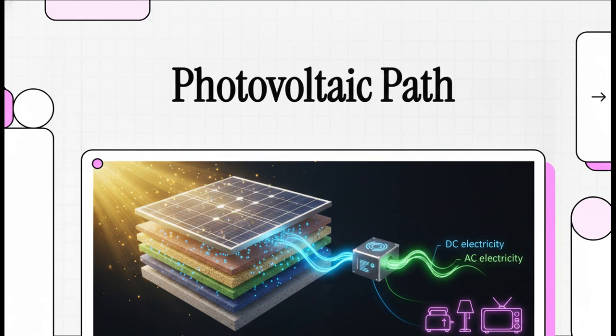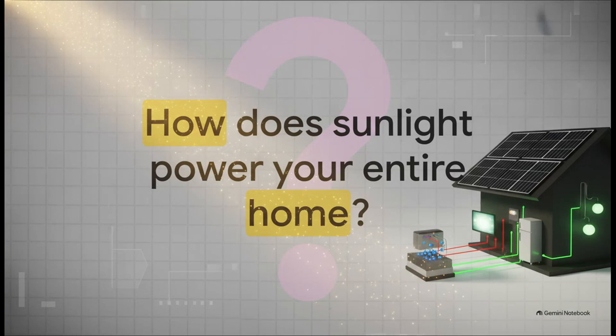Welcome to this explainer. Today, we're taking an absolutely massive cinematic journey, literally tracing raw energy from the fiery core of the sun directly into your living room. We're talking about the photovoltaic path and how we actually convert sunlight into power. Because when you stop and think about it, it all starts with one fascinating question, right? How does a single beam of sunlight power your entire home? Let's dive in and solve this incredible scientific mystery.